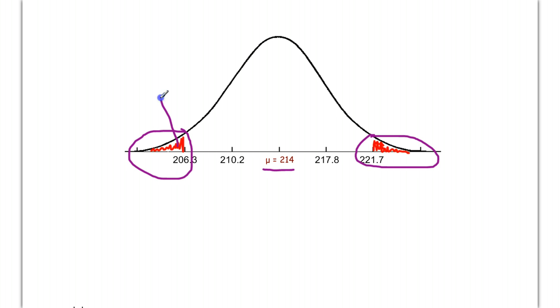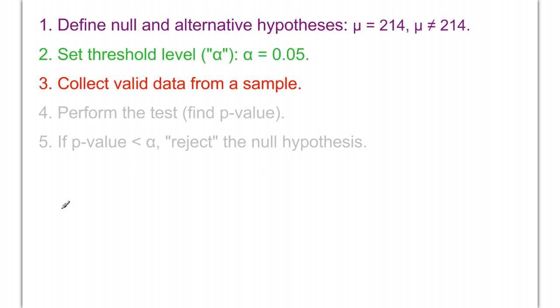And if you add up the area in this tail and the area in this tail together, it's going to be 0.05. That's what the alpha means. You put those two areas together, and you get 0.05. So it represents how far away from the middle you have to be in order to get those results. So we set our threshold level, alpha, to 0.05.